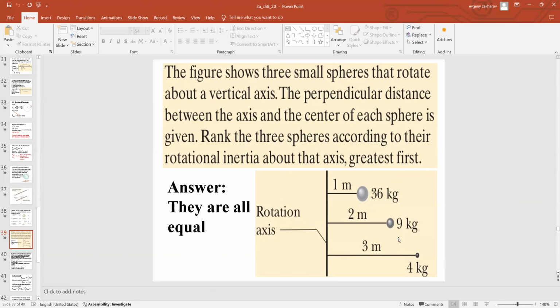You can see different masses rotating with respect to this axis at a certain distance away from that axis. And what do you see? You see that the torques produced by those masses are all equal. Because if it's mr squared, then mass is 36, r is the radius. So 1 meter, 1 squared is 1. So 1 times 36, the torque is 36 Newton meters. Now you have 9 kilograms rotating 2 meters away, mr squared. So it's 9 times 2 squared.